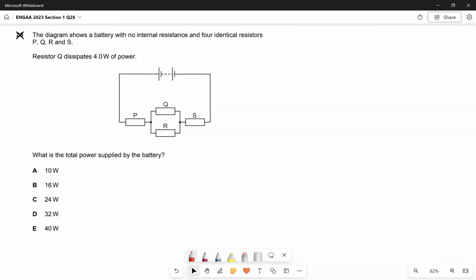Well, because they've told us that resistor Q dissipates 4 watts of power, and we know it's identical to R, because they share the same potential difference, this should also be 4. Now, we just need to think how these might relate to P and S. And we need to think of what's the most strategic way to find this.